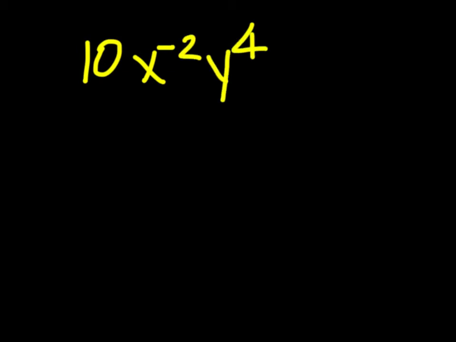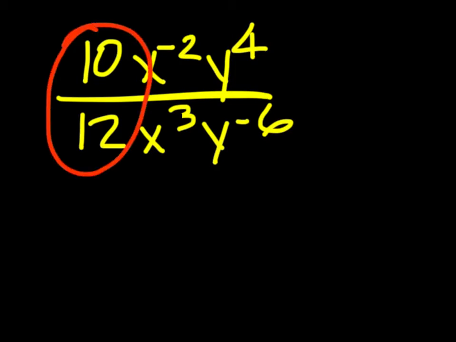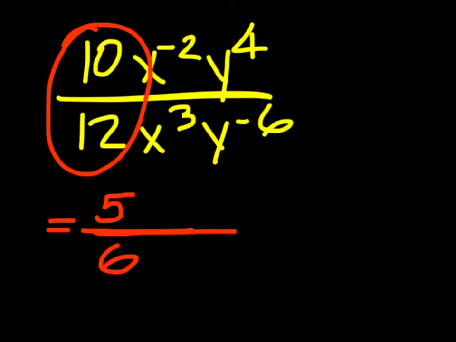Another example problem. 10 x to the negative second y to the fourth over 12 x to the third y to the negative sixth. Step 1 is to simplify the 10 over 12. That will go down to 5 over 6. 10 over 12 is 5 over 6. Now you have a positive x to the third on the bottom. It does not move. But this one on top must go down with it.